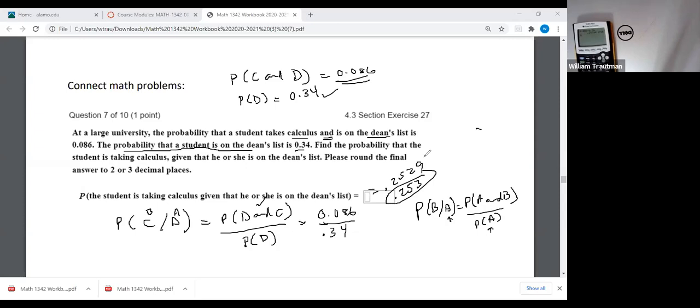So you have to be able to read that paragraph. You're going to have these on the test. You have to be able to read that paragraph and translate it. And you have to have these formulas. If they ask for a given, you have to write a given formula. Probability a student takes calculus, given that they're on the dean's list. And then convert that to the formula.